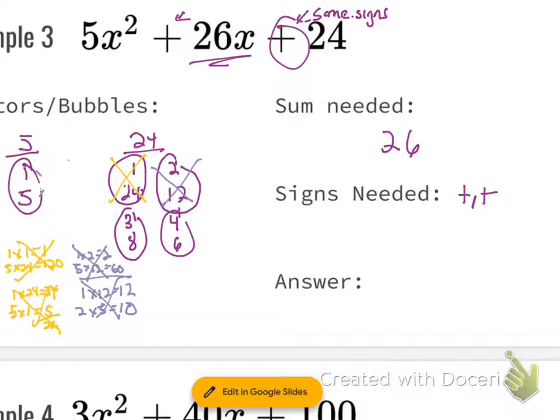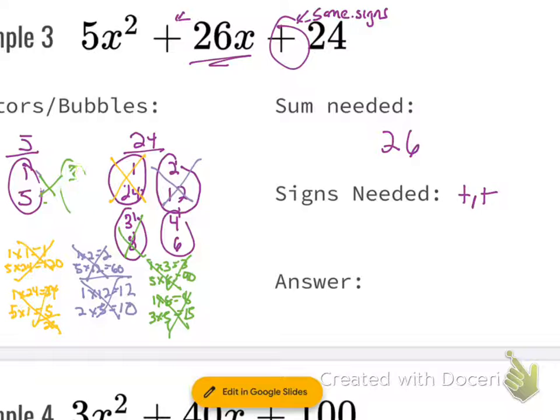Okay. 3 and 8. 1 times 3 is 3. 5 times 8 is 40. We know that's not going to work. Okay, let's crisscross it. 1 times 8 is 8. 5 times 3, 15. 15 plus 8, that's 23. We're getting close still, but not where we're hoping to be at. So we know this one's not going to be our option.